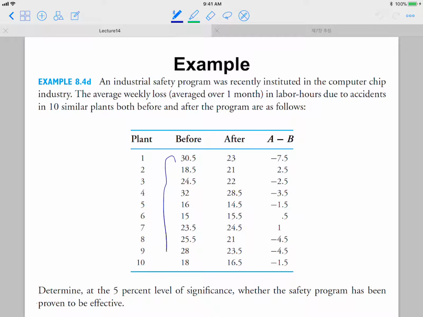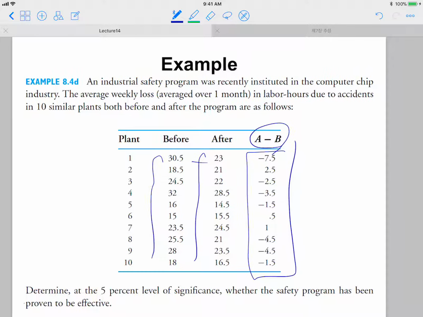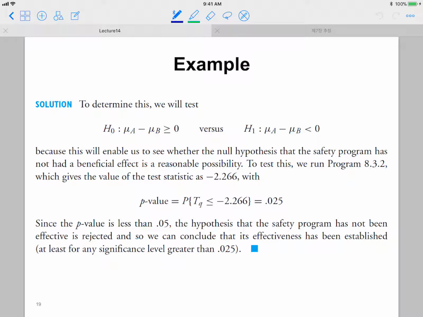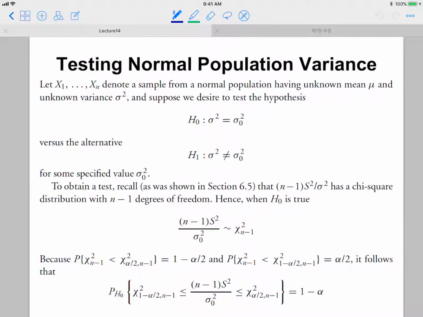Okay, so we have these paired statistics, and then we take the difference between them. Then we can perform this hypothesis testing on whether the mean of this is 0 or not. And also we can do a one-sided test as well.